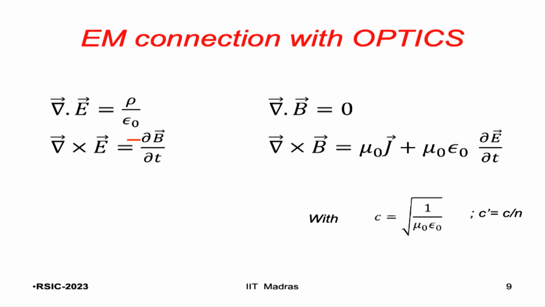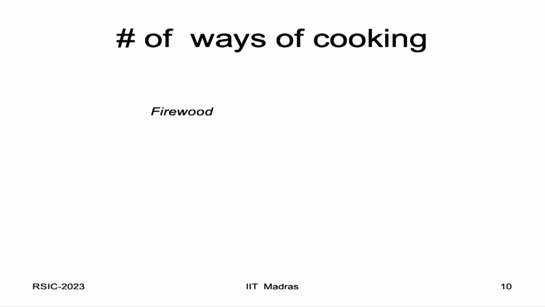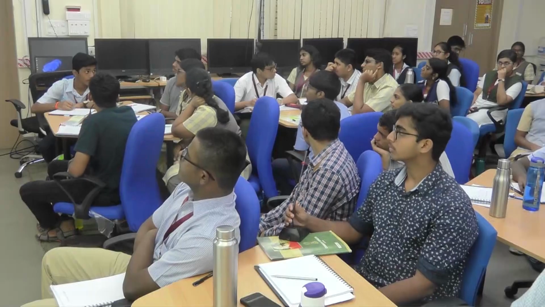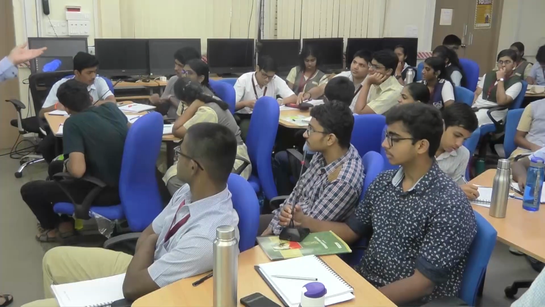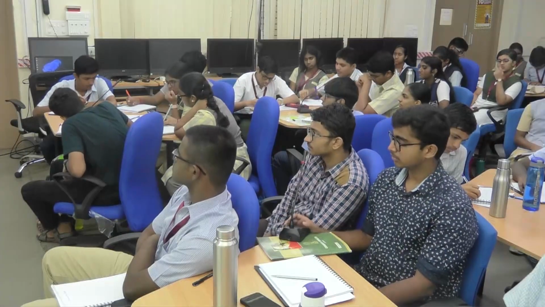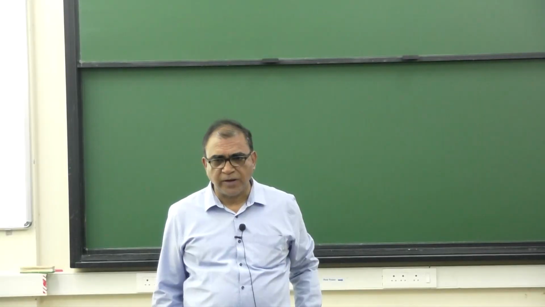So let me just, Sir, yes, you have written C dash is equal to C by N, right? C by N. Oh, what is N? N is the refractive index. Refractive index. Yeah. So for air we take it as 1, but for glass it will be 1.45 or something.